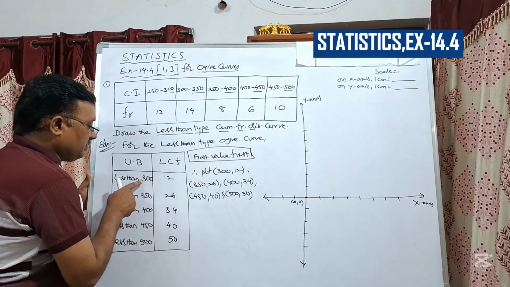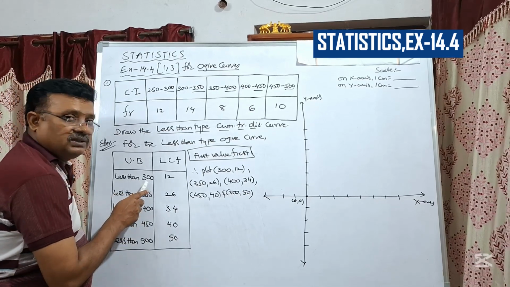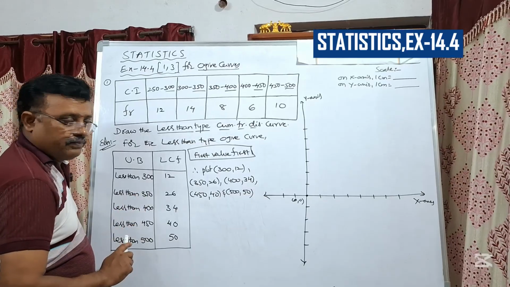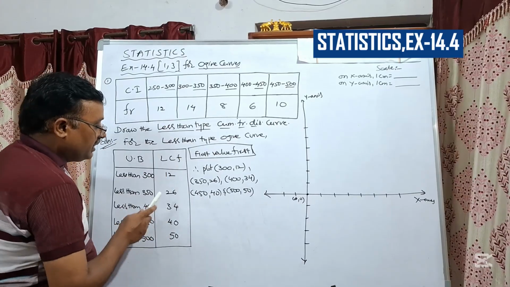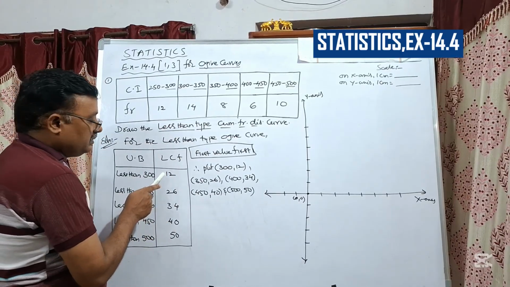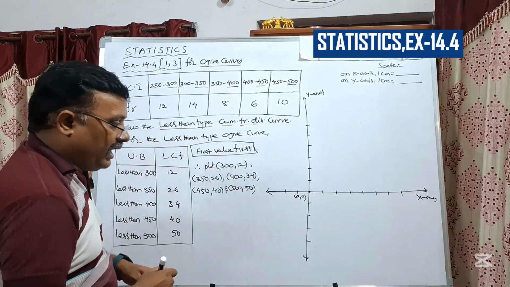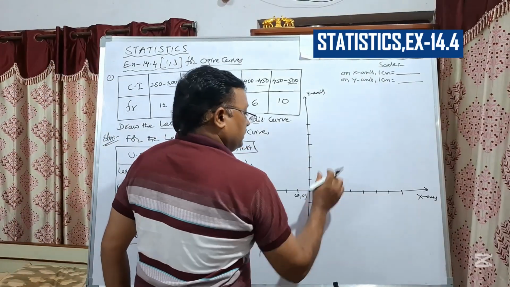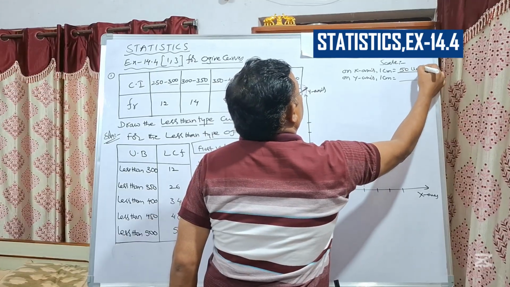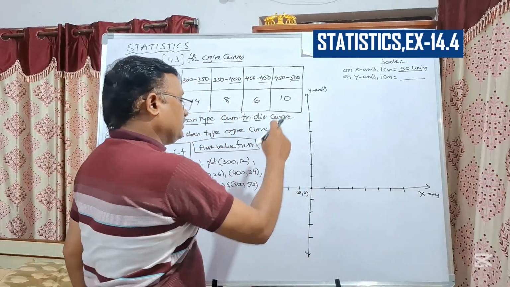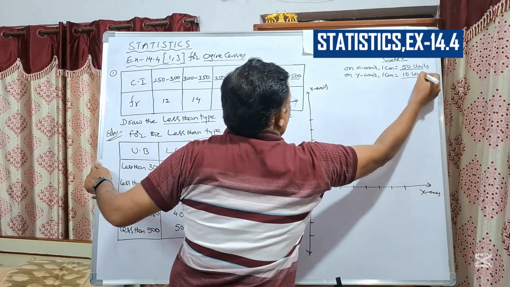Here the x values are increased by 50, 50, 50, and they start with 300 as the upper boundaries. Keep it in mind, that gives us the x-axis scale value. Here the cumulative frequency values are 12, 26, 34, 40, 50. So I am taking x-axis 1 centimeter as 50 units. Got it? Next, on the y-axis, I'm taking 1 centimeter as 10 units for my convenience.